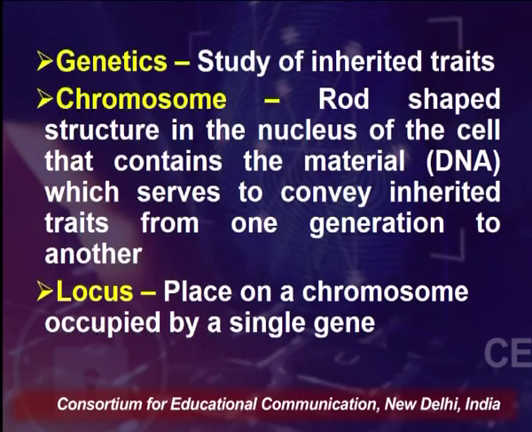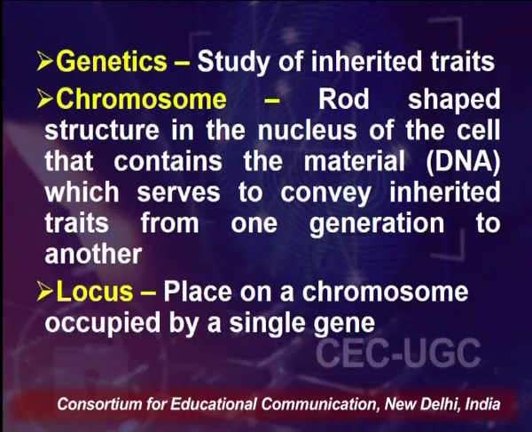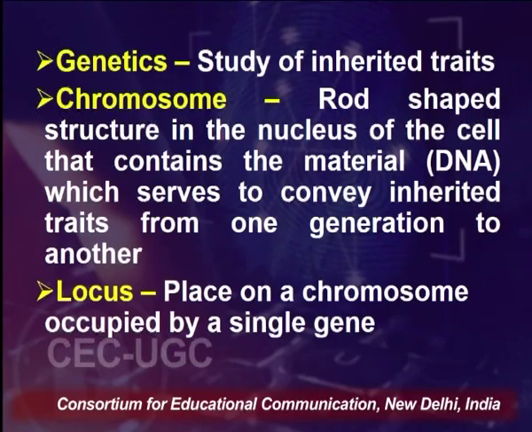The first important term in the field of human genetics is genetics, which is the study of inherited traits. So, genetics is the study of inherited traits. This genetics can be studied in the context of humans, animals, plants, etc. If we are studying the genetics of plants, we call it plant genetic studies. If we are studying an animal model, we call it animal genetic study, and specifically if we are studying the inherited traits of humans, we call it human genetics.